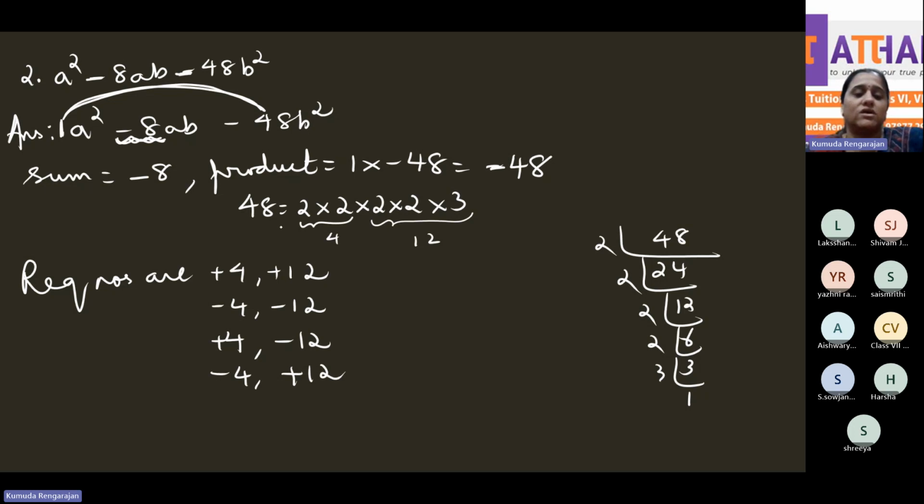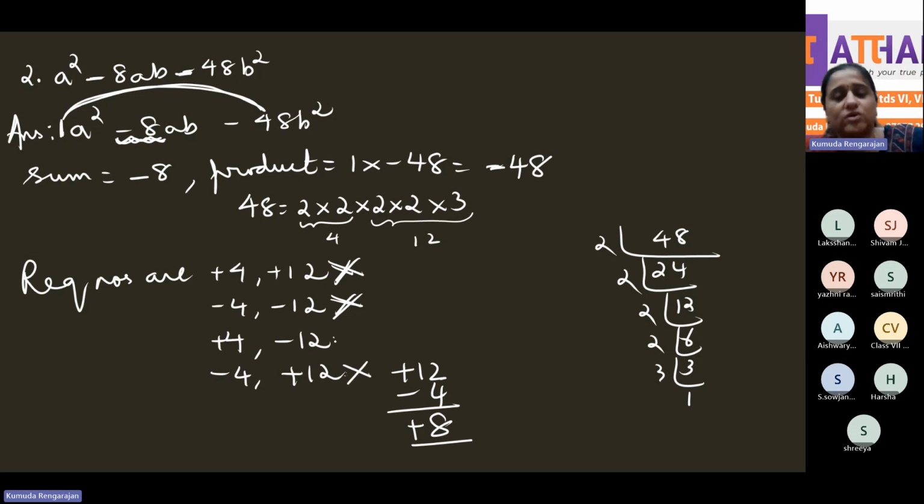Now from this you should choose. This one is not possible because +4 + 12 is +16 and the product also will be +48. So this is not possible. Now -4 - 12 is -16. No, the sum is not happening. And then if you take the last one, -4 and +12, this is +8. You'll get +8. No, but that's not -8. So this is also not possible. So this is the only option.